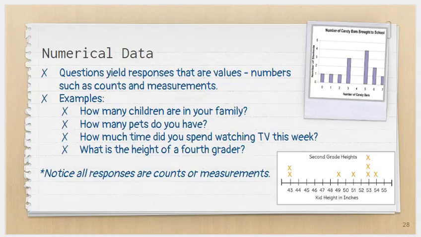Some examples include: how many children are in your family? How many pets do you have? Notice that both of these questions generate numerical data because the responses are numbers that are considered counts. You count the number of children in your family or the number of pets you have.